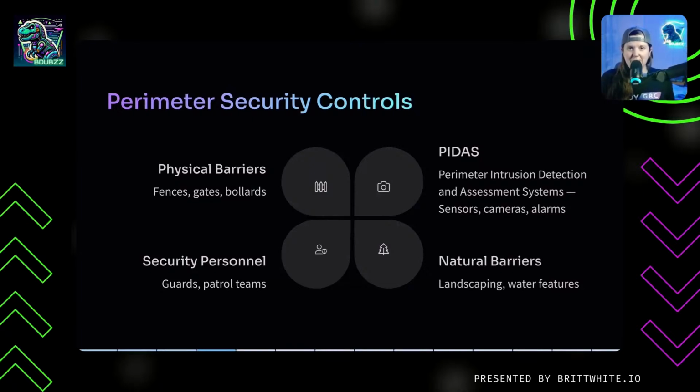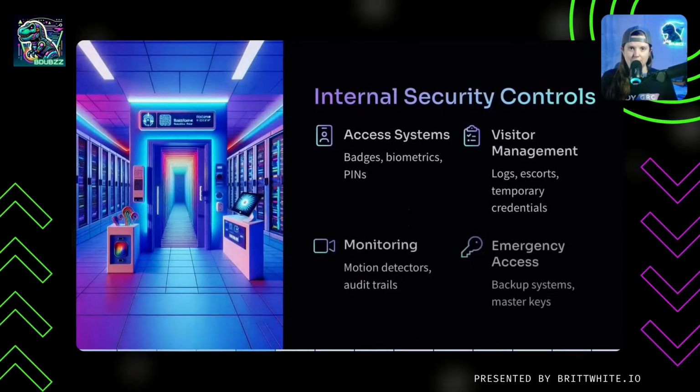Okay, so what happens if someone gets past our perimeter? That's where our internal security controls come in. Think of these as security zones, with each zone requiring different levels of protection. We use locks, badge access systems, visitor logs, motion detectors, and comprehensive audit trails to protect these different areas.